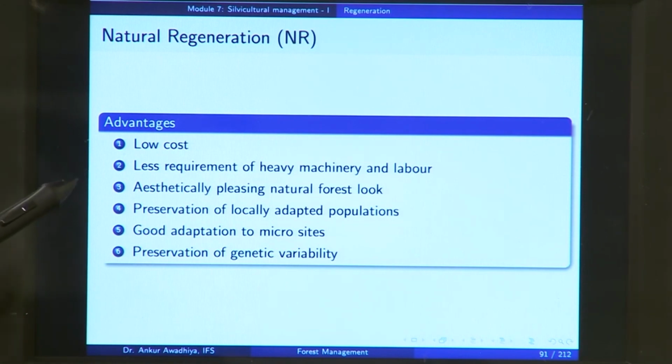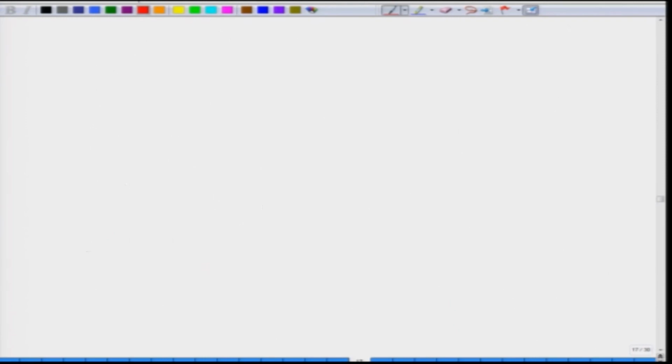It gives you an aesthetically pleasing natural forest look, because this is a natural process. So, all the forests will look like a natural forest when they form. It helps in preservation of locally adapted populations. What does that mean? Suppose you have a site, suppose you have two sites.